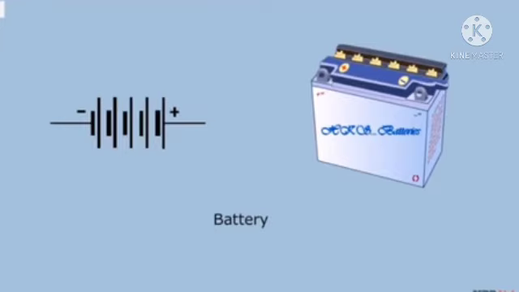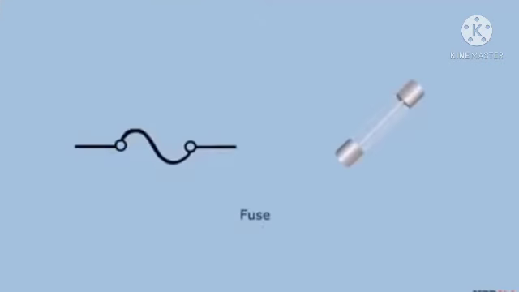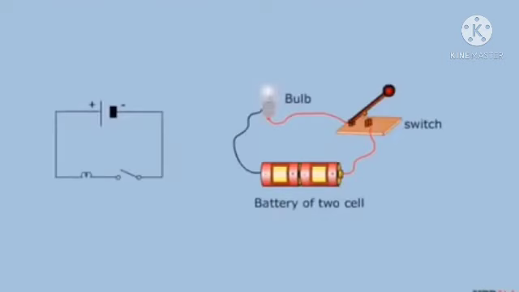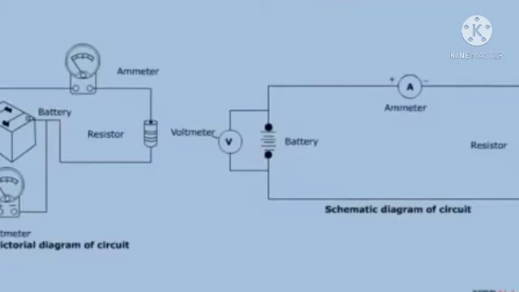Its symbol is also a combination of the cell symbols. Fuse: it is a safety device in an electric circuit. The components such as cells, bulbs, wires, etc. are called elements of the electric circuit.